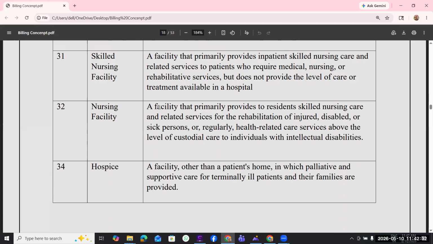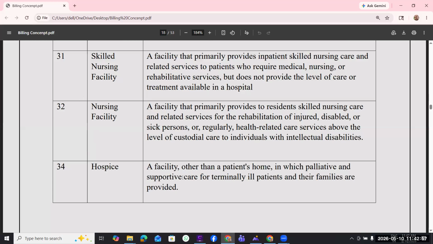A facility that primarily provides resident skilled nursing care and related services for the rehabilitation of injured, disabled, or sick persons, or regular health-related care services above the level of custodial care to individuals with intellectual disabilities. At that time we use nursing facility, and place of service 32.